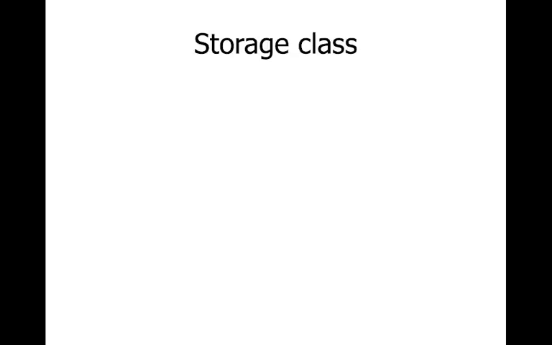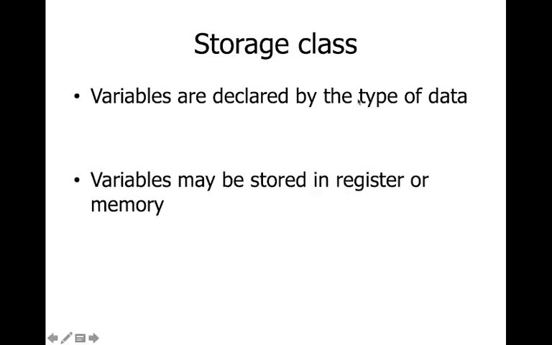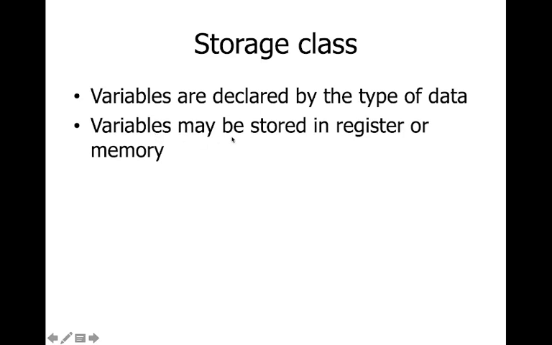Then the next topic is storage class. Storage class variables are declared by the type of data. We have already seen each variable will have some data type. We'll be using int a, which means a is an integer type, or float b, like that we'll be declaring. So variables are declared by the type of data, and variables may be stored in a register or memory.